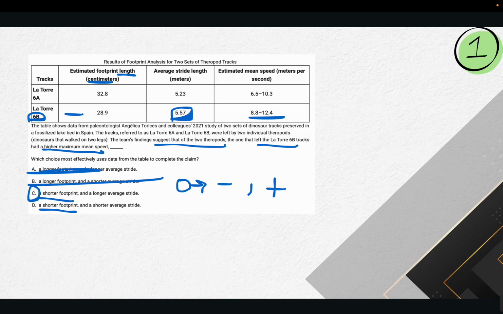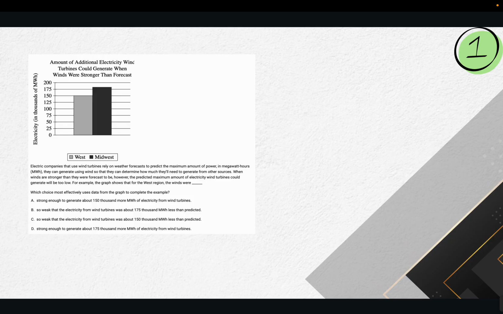Let's answer this question, which is the last question on section easy. So I'm gonna be giving you guys exactly 1 minute starting right now.